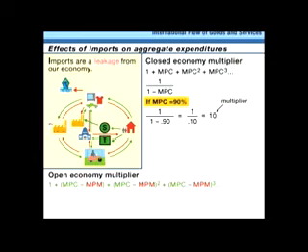It's just like the previous story, only the number is smaller. It's reduced by the amount of money that flows out of the economy in the form of imports. So the new multiplier for the open economy is 1 over 1 minus this sum.